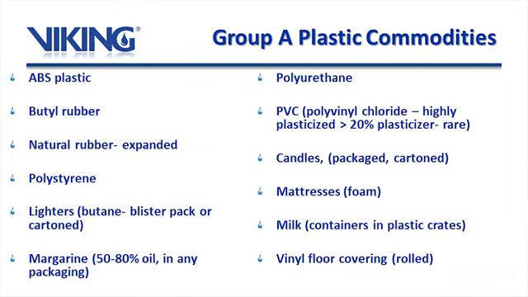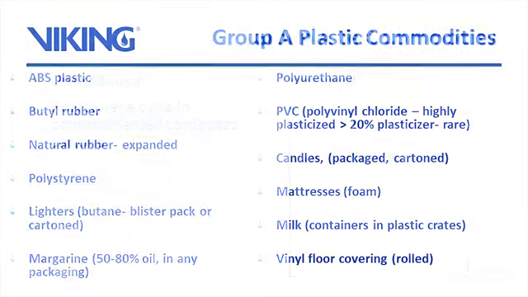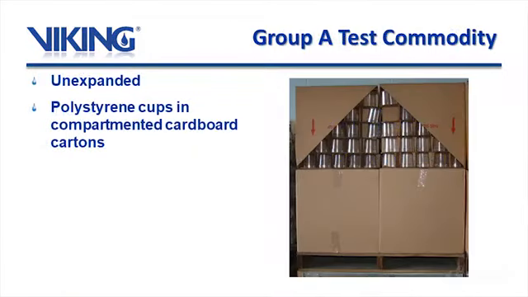Group B: cellulose acetate, cellulose materials, nylon, natural rubber non-expanded, silicone rubber. These are part of the group that are Group B plastics. And when we get into Group A plastics, we see natural rubber expanded, polystyrene, margarine is considered that, which is really not something you see very often. Margarine's considered a Group A plastic. I like that. Polyurethane, PVC, polyvinyl chloride highly plasticized, candles, mattresses, foam, milk containers, things like that. The unexpanded Group A plastic commodity, unexpanded here, polystyrene cups in compartmented cardboard cartons.